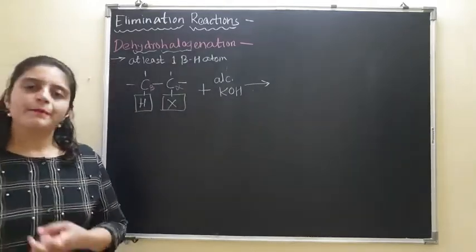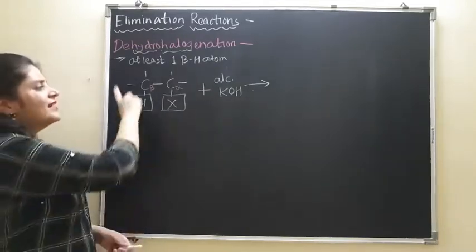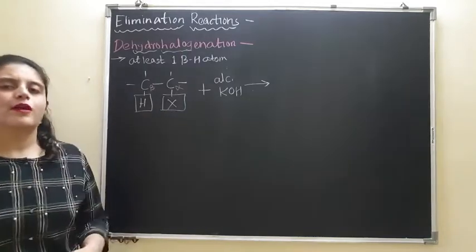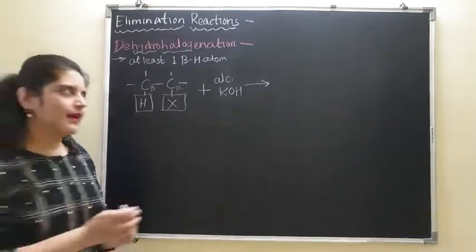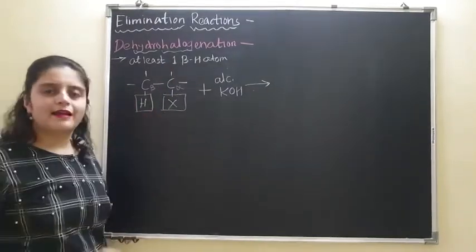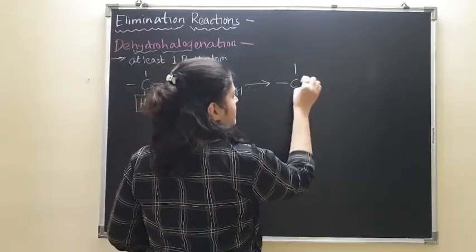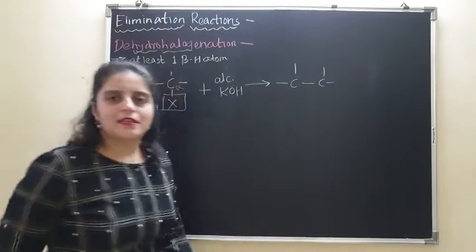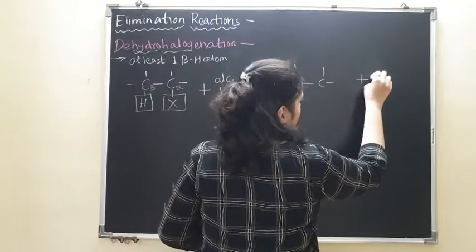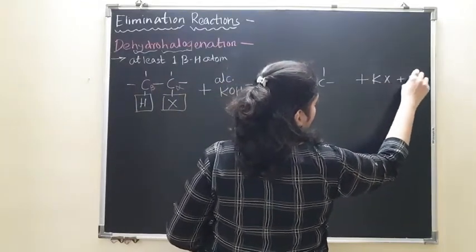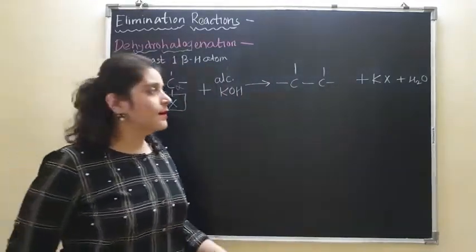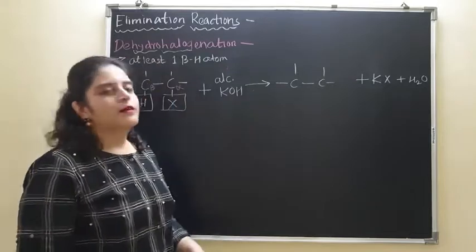What has to be our main product? For the main product, we will write the entire structure except this hydrogen and this halogen, because these two, hydrogen and halogen, are gone from the reactant. So let us write everything that is left except hydrogen and halogen. This is what is left along with KX and H2O. But something is missing. Something is incomplete over here. What is incomplete over here?